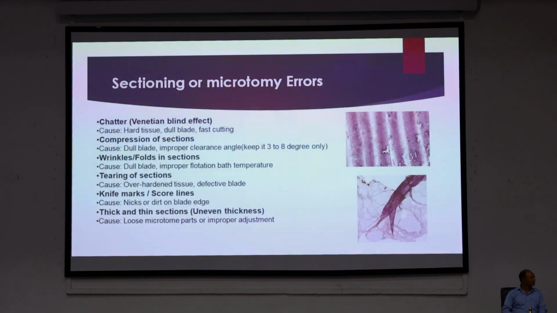Now, the other step, as we discussed in histopathology, is section cutting or microtomy. The errors we face here are chatter effect, also known as venetian blind effect.